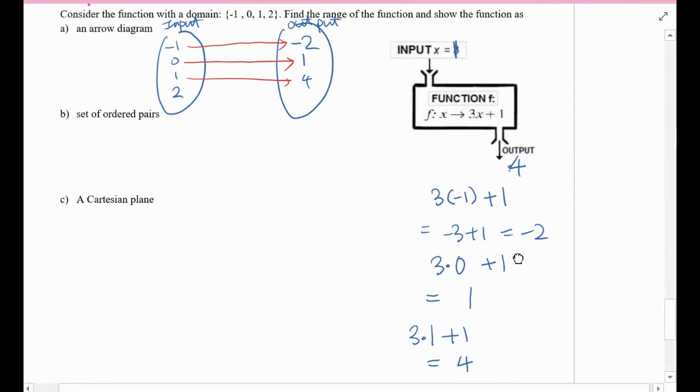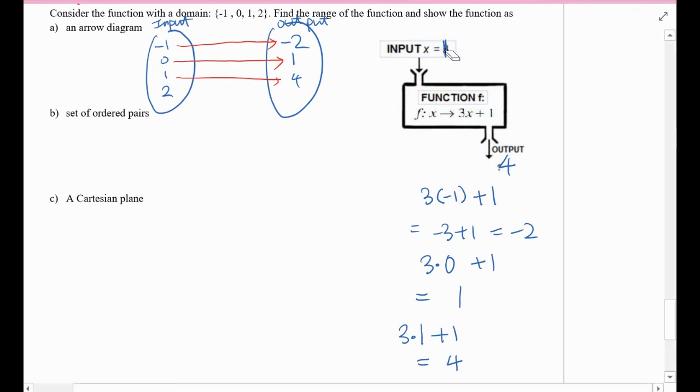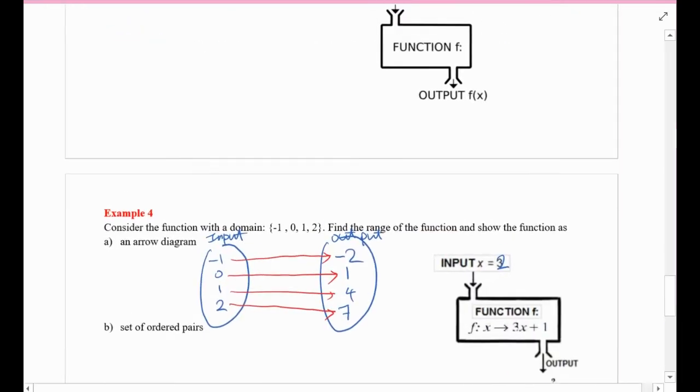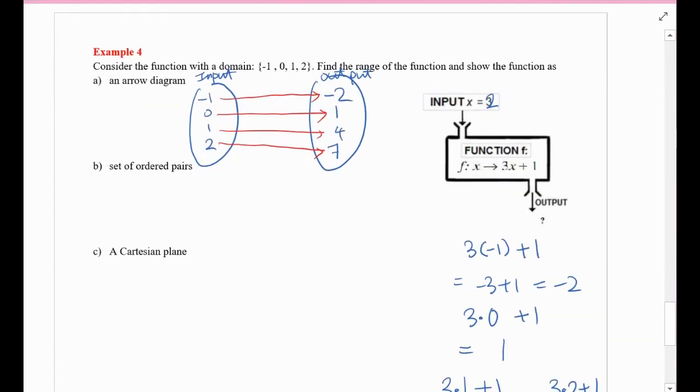And let's do 2. Let's plug 2 into the machine. Then 3 times 2 plus 1. Then that's 7. 7. All right. Set of ordered pairs: (-1, -2), (0, 1), (1, 4), and (2, 7).